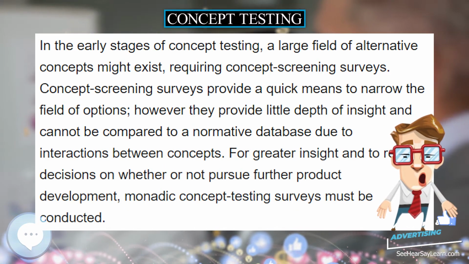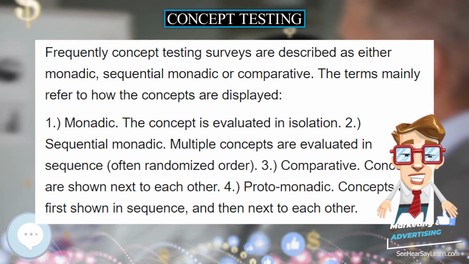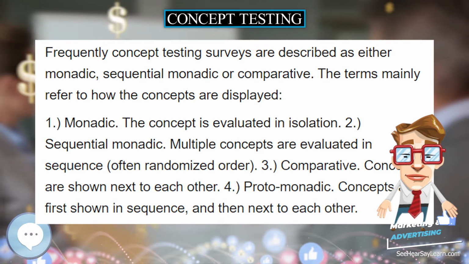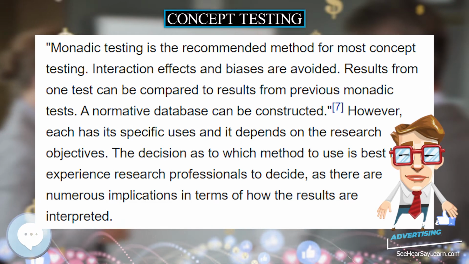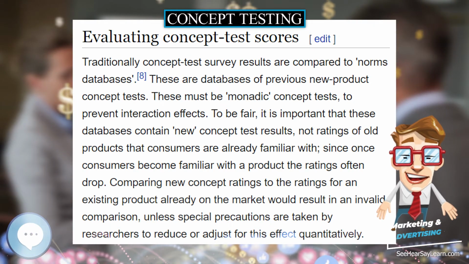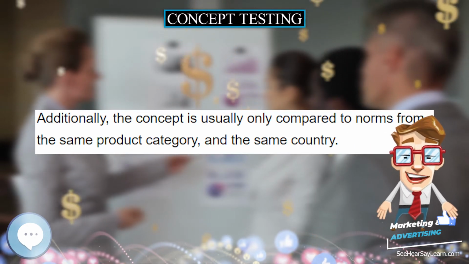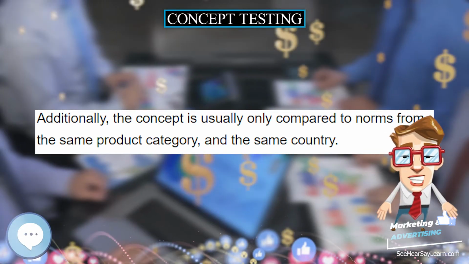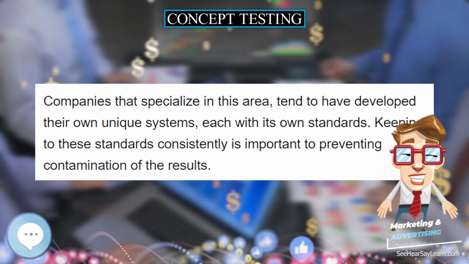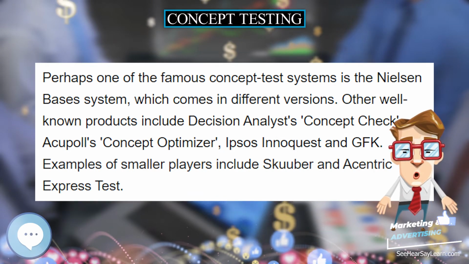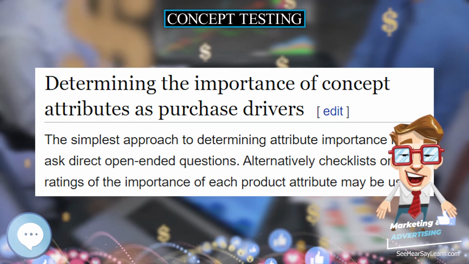Determining the importance of concept attributes as purchase drivers. The simplest approach to determining attribute importance is to ask direct open-ended questions. Alternatively, checklists or ratings of the importance of each product attribute may be used. However, various debates have existed over whether or not consumers could be trusted to directly indicate the level of importance of each product attribute. As a result, correlation analysis and various forms of multiple regression have often been used for identifying importance, as an alternative to direct questions.